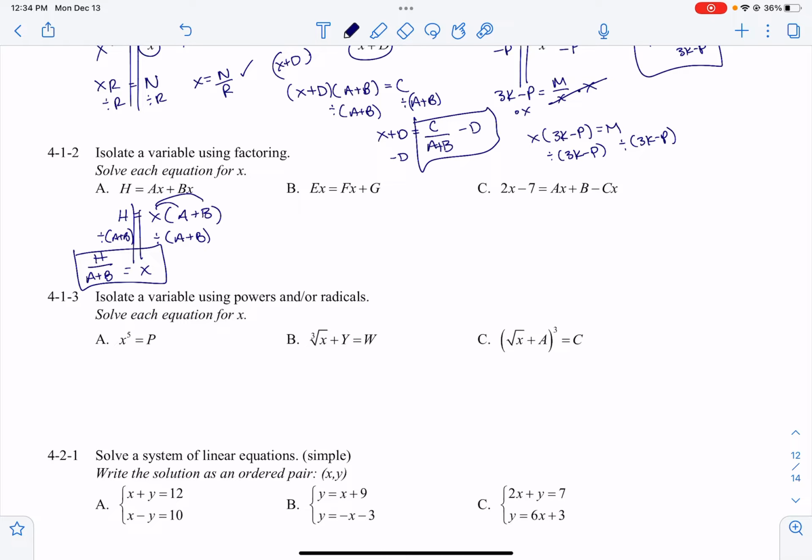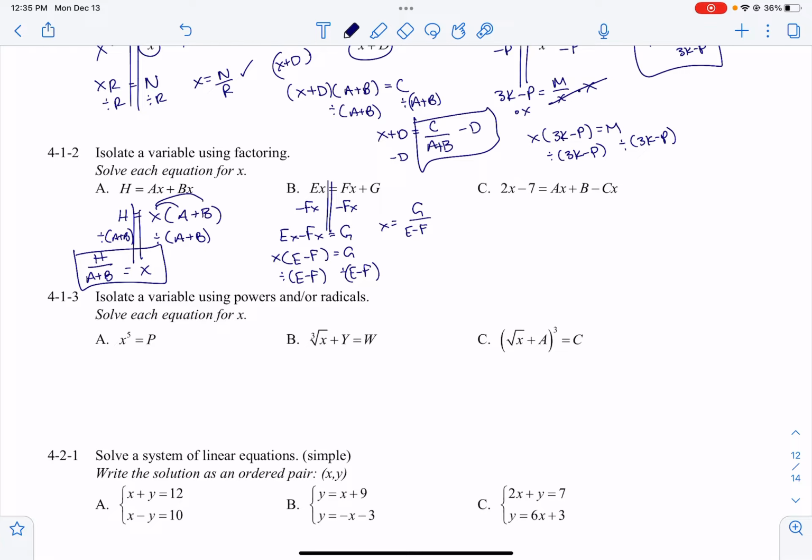Same thing on b, except for right now my x's are on the opposite sides of the equal sign. So I need to get them together. So I'm going to minus fx from both sides. So I get ex minus fx equals g. Now I want to factor that x out, so I get x times e minus f equals g. And to get rid of that multiply by e minus f, I'm going to divide by e minus f. So x equals g divided by e minus f.